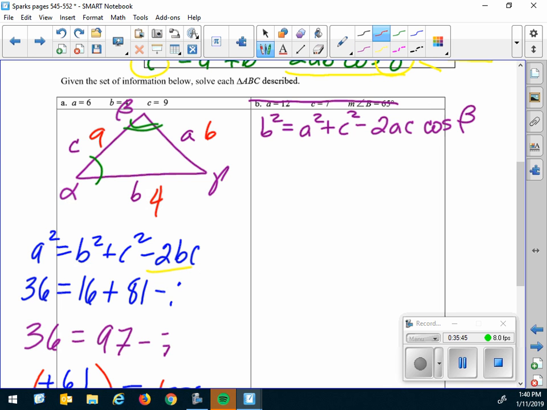B squared is 16. A squared is 36. C squared is 81. Minus 2 times A times C cosine beta.